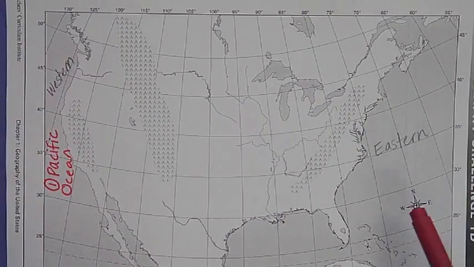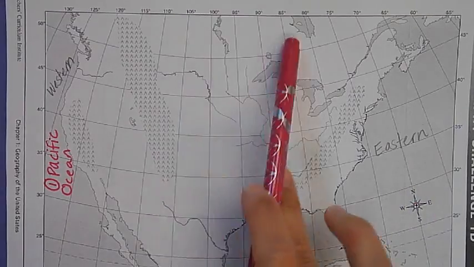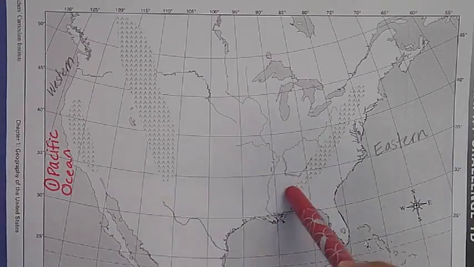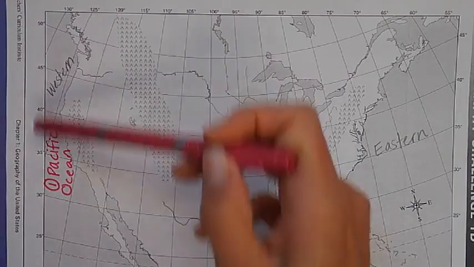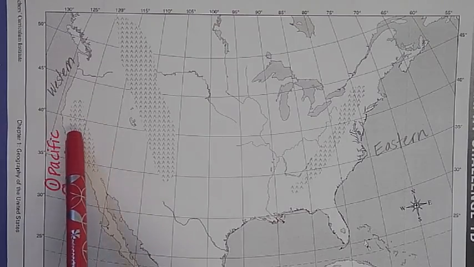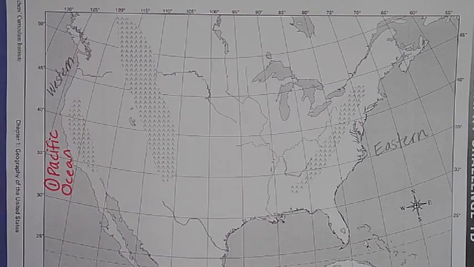Again, I can take a look at my compass rose. I know this is the northern part of the United States, the eastern part of the United States, this is the southern United States, and this is the western United States. So the west coast where we live here in California, we're next to the Pacific Ocean.